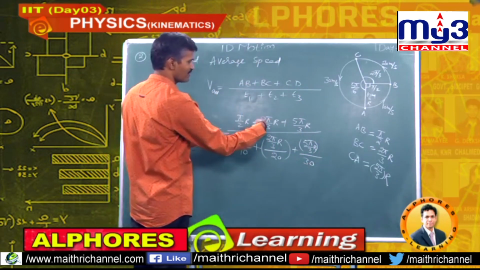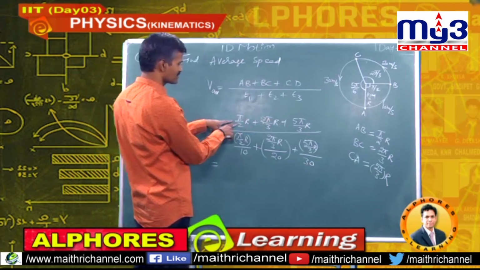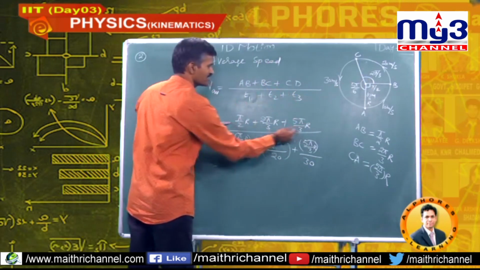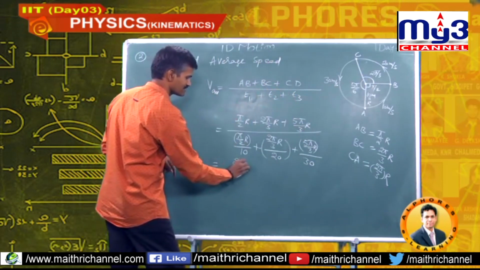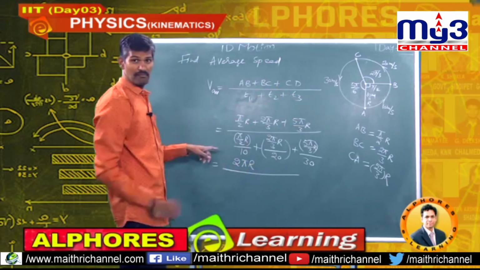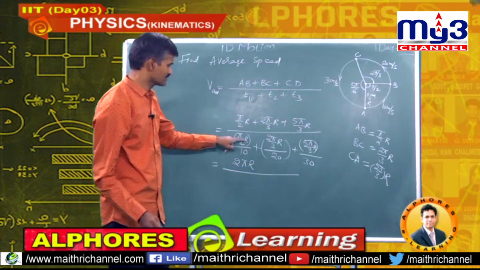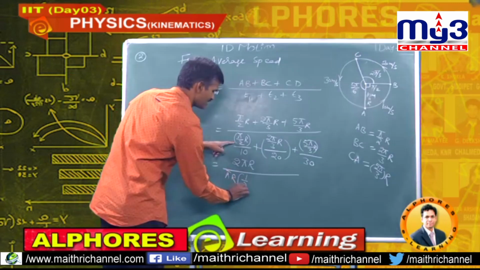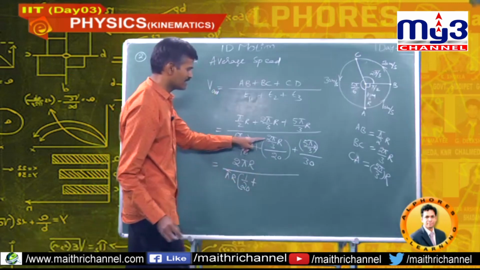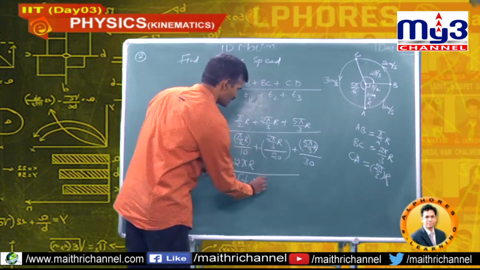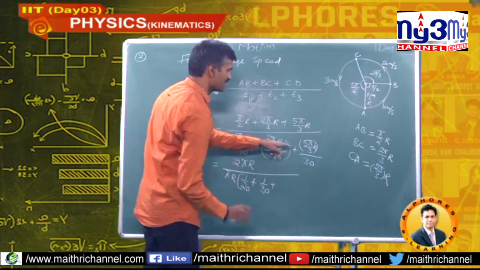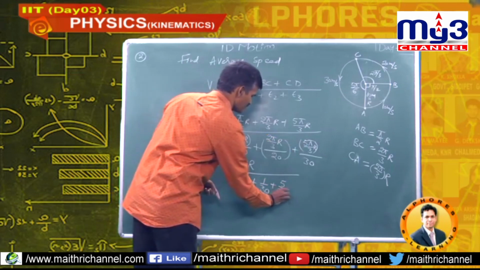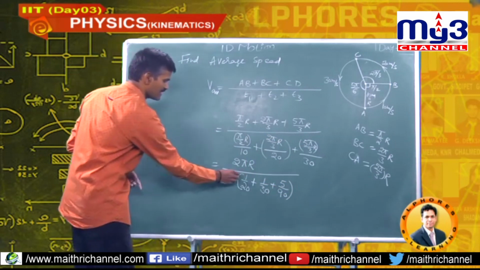This pi r gets cancelled by taking it common. Actually, this is pi times the total angle at the center of the circle. So the numerator becomes 2 pi r. So this is 2 pi r by the time; here, on taking pi r common, we get 1 by 20 plus, here the 2 gets cancelled, 1 by 30 plus, taking pi r common, 5 by 90. This is 5 by 90. This pi r gets cancelled.